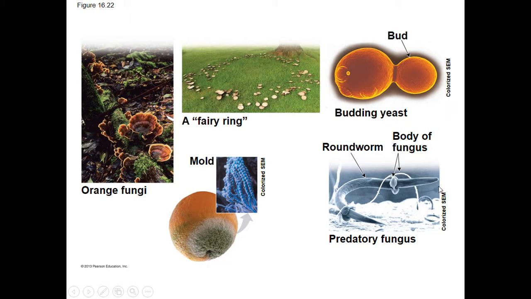We have ringworm, which is a predatory fungus. We don't want that. We have orange fungus right here in a woody area. We have mold that grows on different fruits and veggies, for example. Anyways, fungi are very diverse.